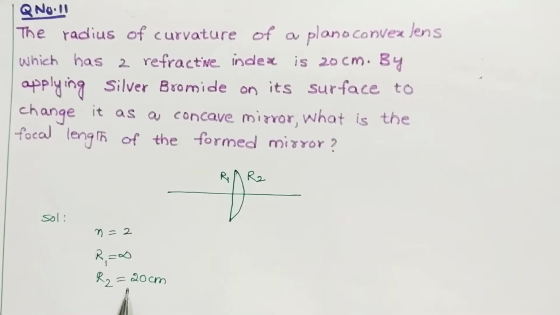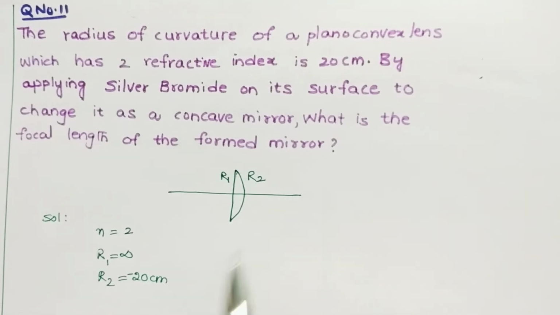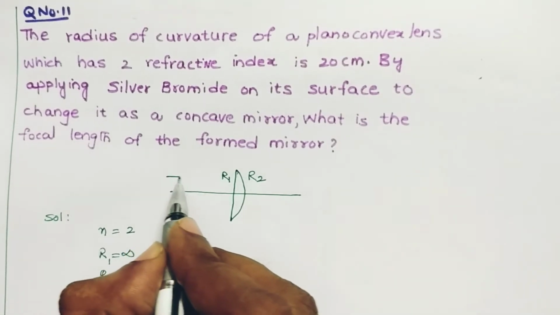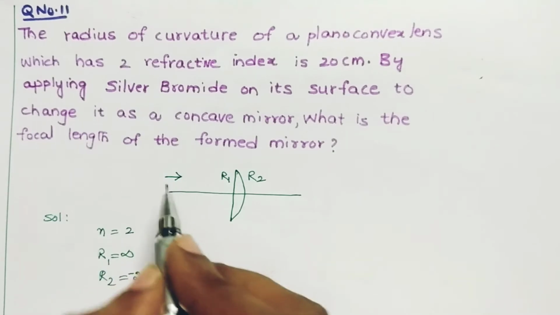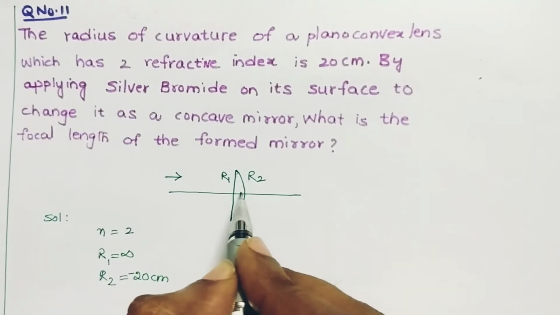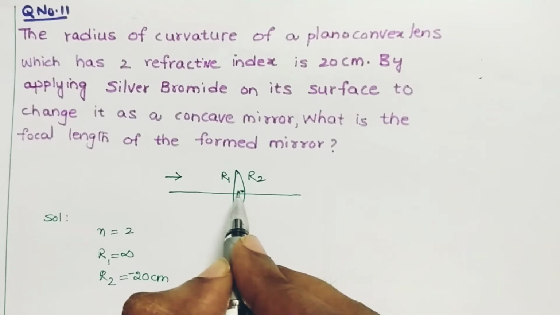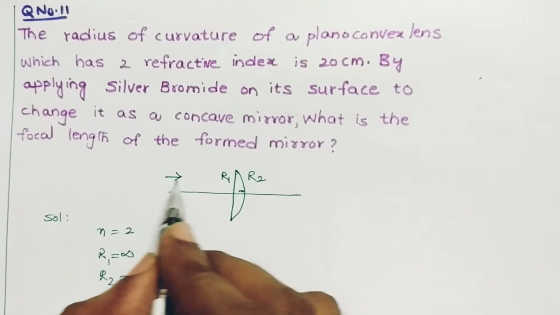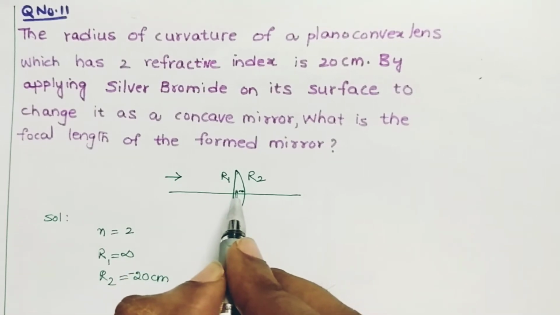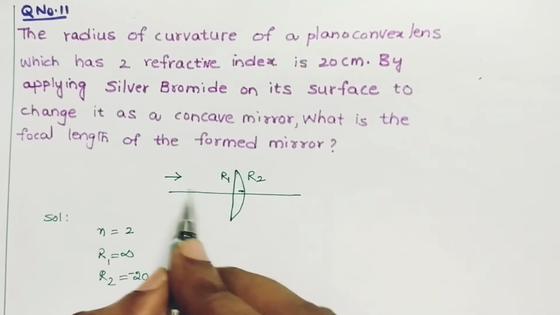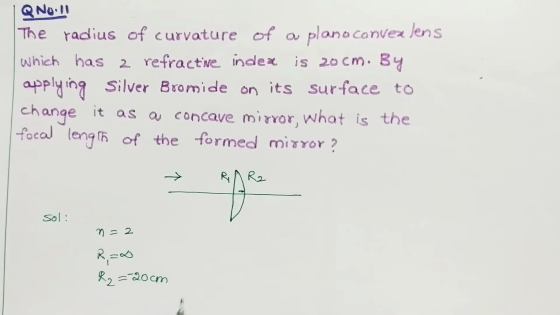Let this r2 be taken as negative. Why? Because light is coming in this direction, and we have to measure the length from the pole of the lens, which is in this direction. These two are opposite to each other, so r2 is taken as minus.